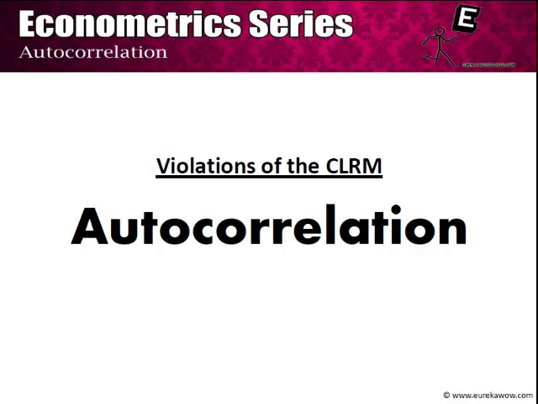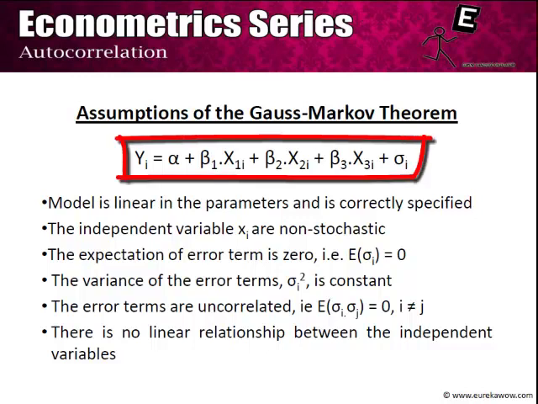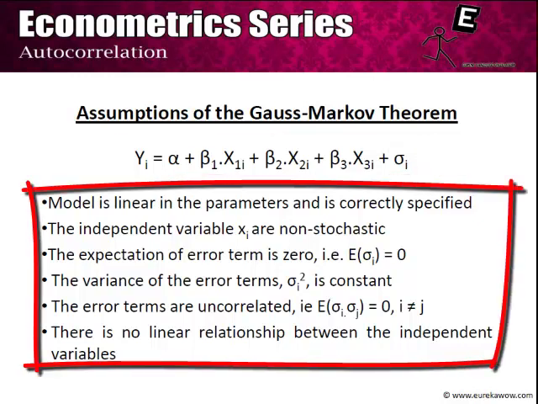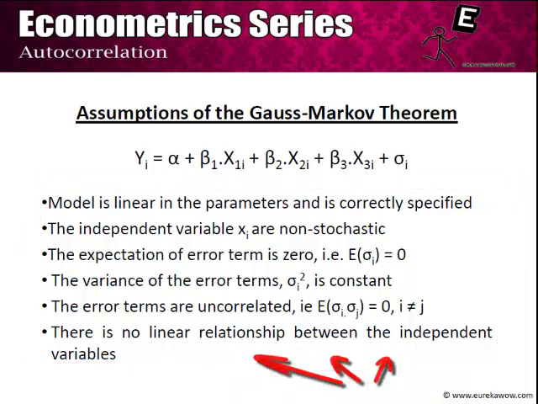So we continue a study of the violation of the classical linear regression model, and the violation that we now deal with is called autocorrelation. Recall from a previous study of linear regression that given a population regression function that is linear in the parameters, then the Gauss-Markov theorem says that given these 6 assumptions, the OLS or the ordinary least squares estimators are BLUE, that is best, linear and unbiased estimators.